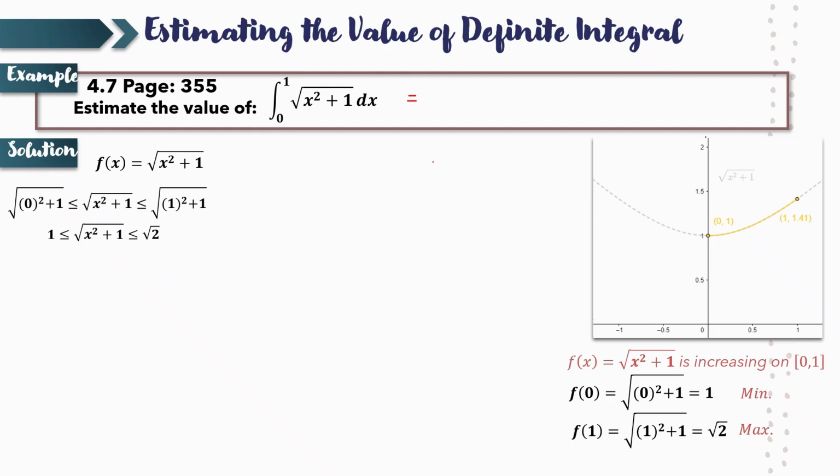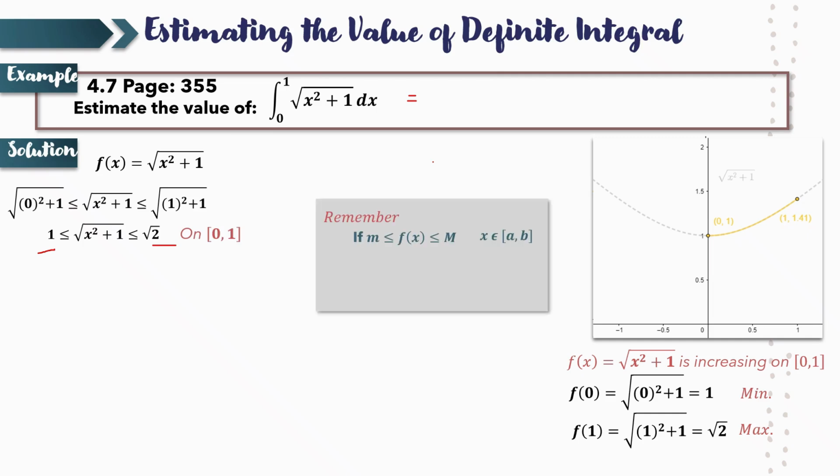So root of 0 squared plus 1, which is your 1, is less than or equal to root 2. And you all know the formula with b minus a. So let's multiply by b minus a, as the formula says: m times b minus a is less than or equal to the integral a to b of f of x dx, which is less than or equal to capital M, which is your maximum, times b minus a. So when you are replacing it, as your b minus a is 1 minus 0, which is 1, the function is not getting affected.